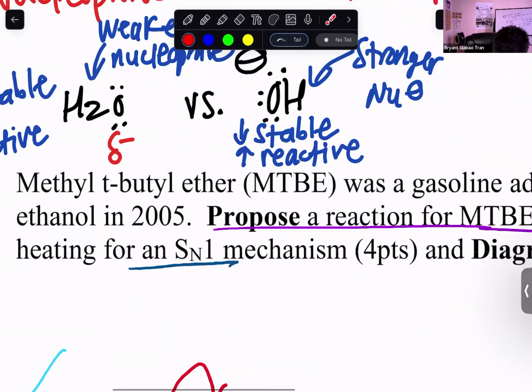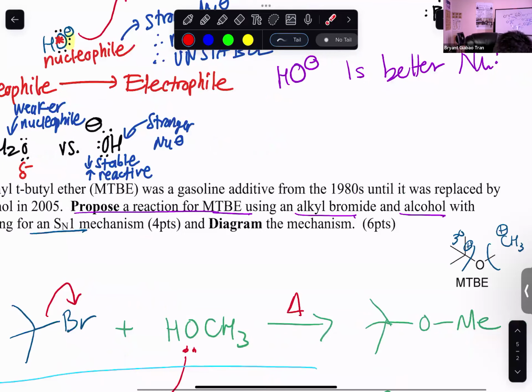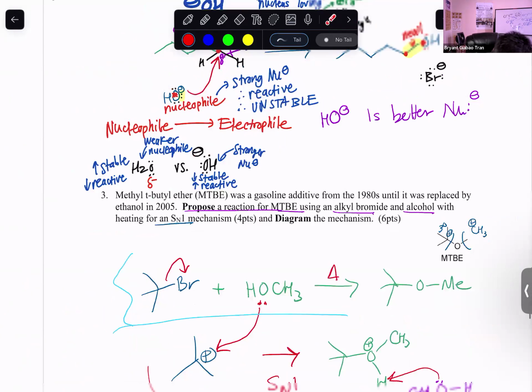Okay, so now for number 3, methyl tert-butyl ether was a gasoline additive from the 1980s until it was replaced by ethanol in 2005. Propose a reaction for methyl tert-butyl ether using an alkyl bromide and alcohol with heating for an SN1 mechanism. So SN1 is going to be multiple steps. It's going to have the leaving group leave first. So a mechanism for methyl tert-butyl ether.